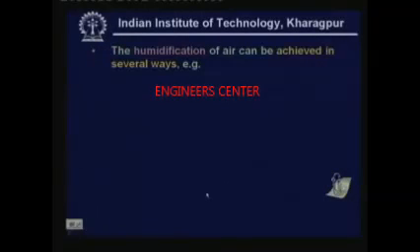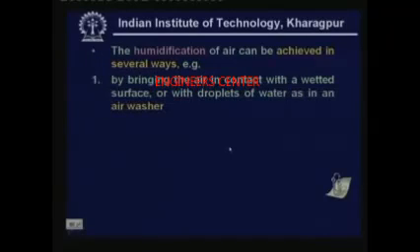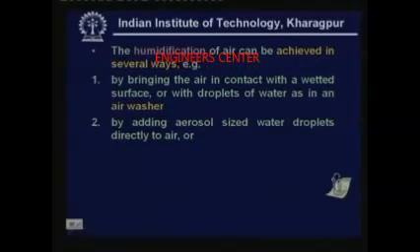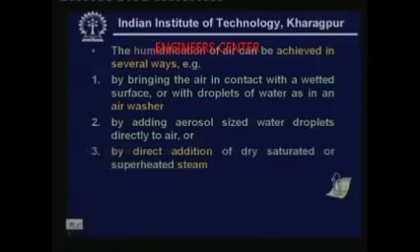Now the humidification of air can be achieved in several ways. For example, you can humidify air by bringing it in contact with a wetted surface or with droplets of water as in an air washer, or by adding aerosol sized water droplets directly to air, or by direct addition of dry saturated or superheated steam. Okay, so these are the ways by which you can add water vapor to the air.